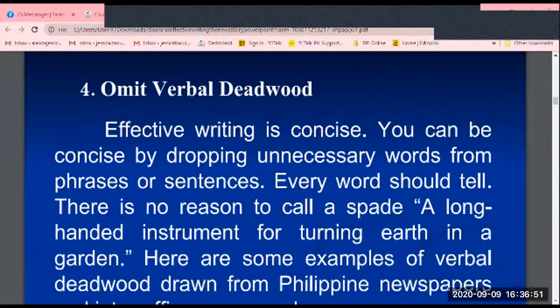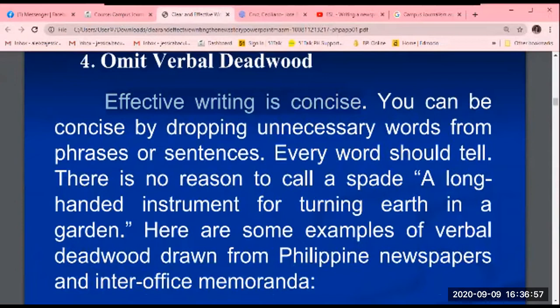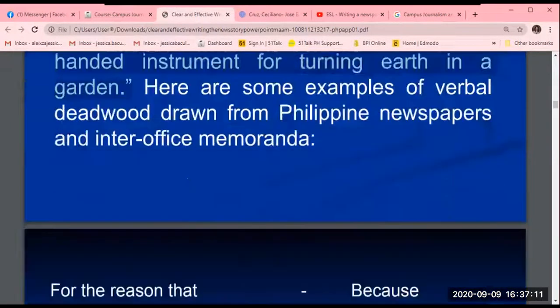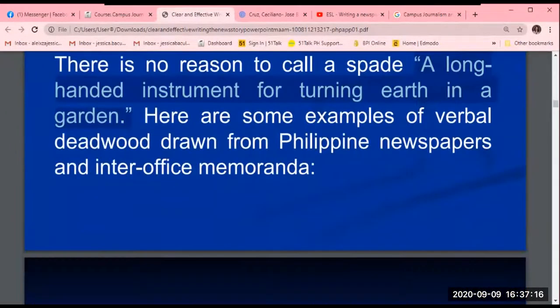Next, we have to omit verbal deadwood. What are those? Unsa na siya? Effective writing is concise. You can be concise by dropping unnecessary words from phrases or sentences. Every word should tell, and there is no reason to call a spade a long-handed instrument for turning earth in a garden, which you can basically say in a short word, a one-word equivalent.